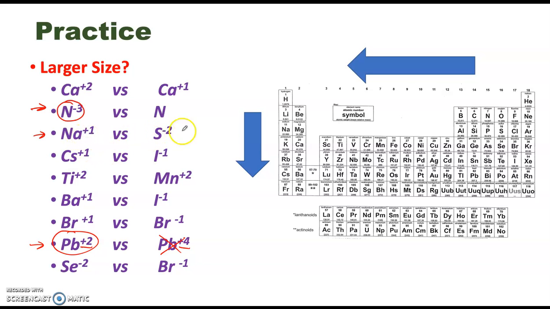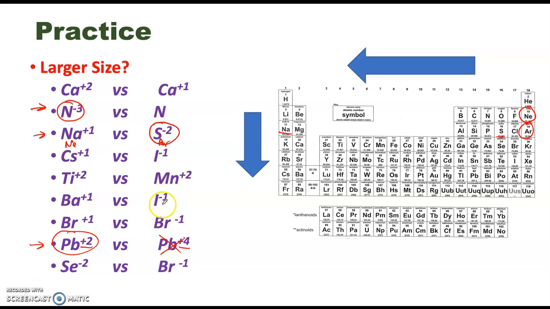So look at sodium plus 1. Plus 1 means I go backwards because it lost electrons. That's a key thing to understand there. Plus 1 means it only has 10 electrons, so this is isoelectric to neon. Sulfur minus 2 has gained 2 electrons, so it's like argon. In this case they are different, so I follow the normal rules. Argon would be bigger.